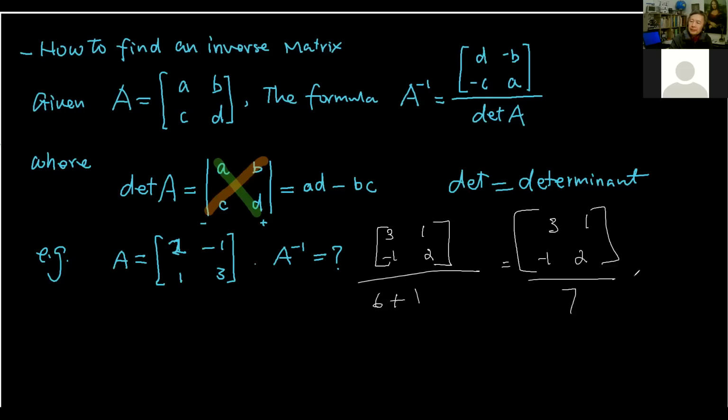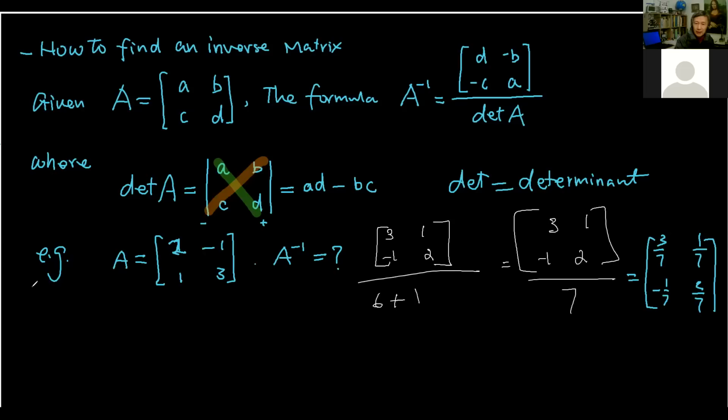Can you just multiply the factor? You multiply in order to get a square matrix. You get 3 over 7, 1 over 7, 2 over 7. So you divide every element by 7. Oh, okay, so that's it. Easy.